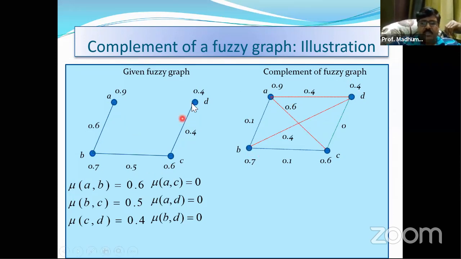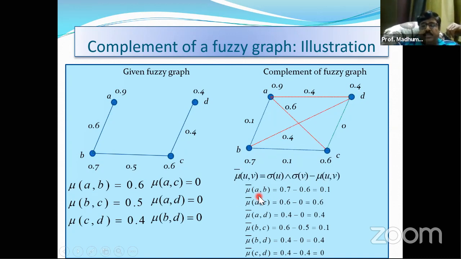These three edges are the original edges, and the red edges are introduced here with certain membership values. See that the membership values of the vertices are the same. The membership values of the vertices of the original graph and the complemented graph are the same. Only the membership values of the edges are different.